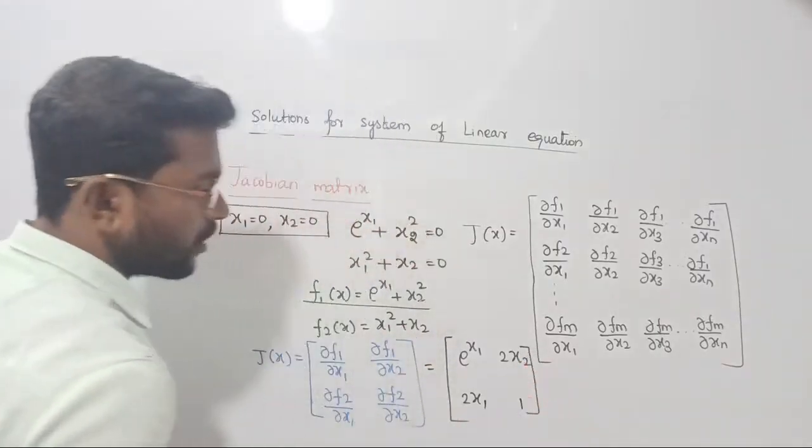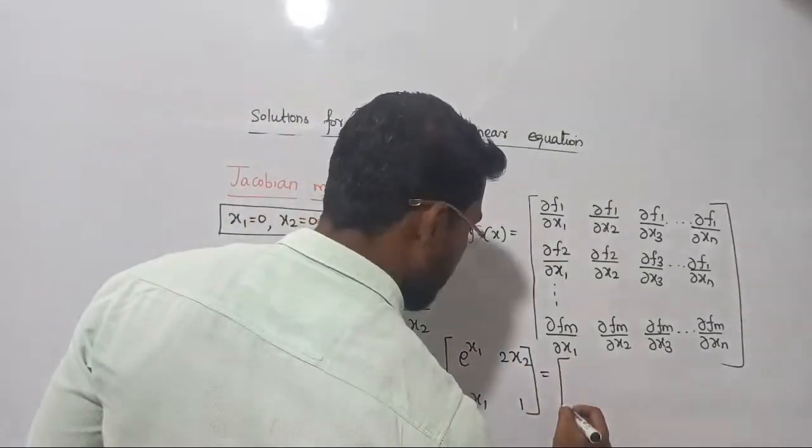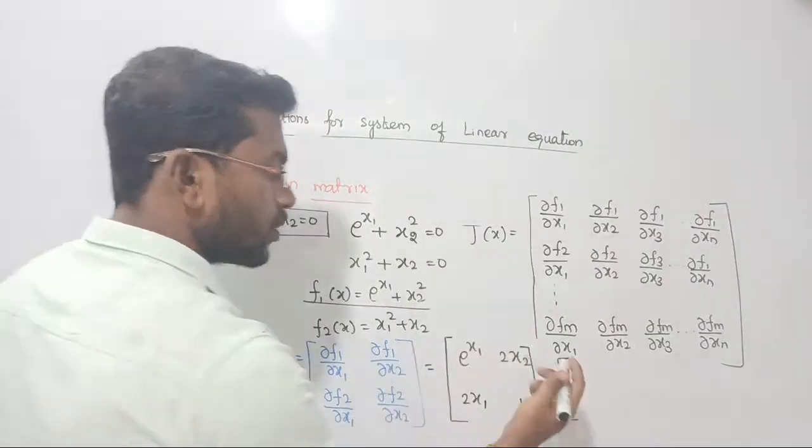Clear? Now you can substitute the initial values that are given to you in order to find the solution for this function. Now if I replace x1 equal to 0, then what will happen? e power 0 will give you 1.